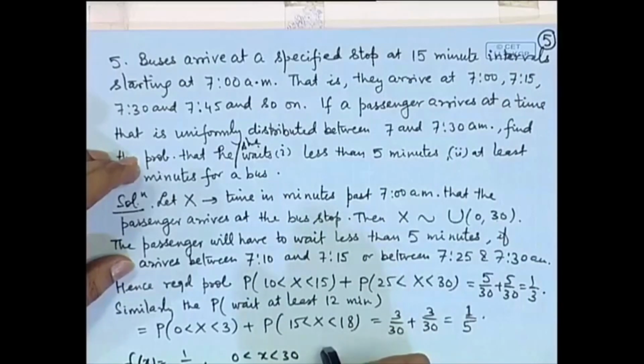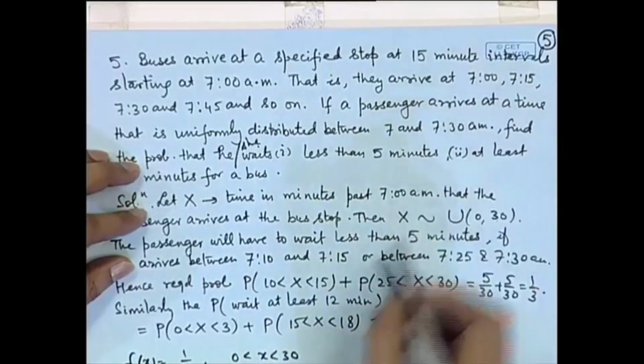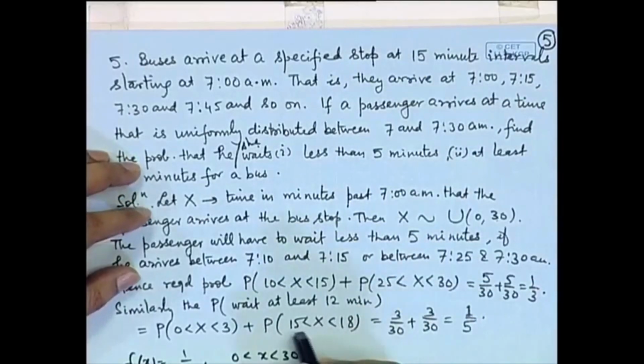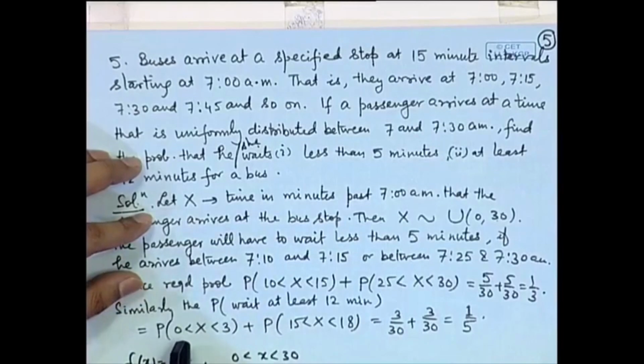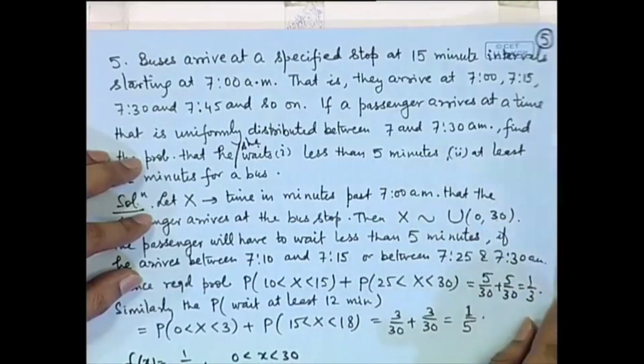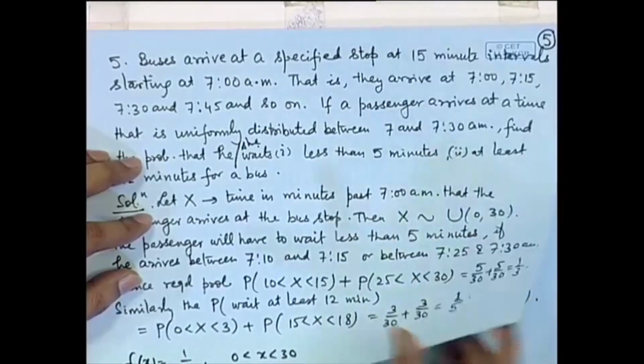Similarly, if he arrives between 7:15 to 7:18, then he has to wait for more than 12 minutes. So, the required probability of waiting at least 12 minutes is that x lies between 0 to 3 or x lies between 15 to 18. Once again using the uniform density, it is 3 by 30 plus 3 by 30, that is 1 by 5. That means, 20% of the times he has to wait for more than 12 minutes.